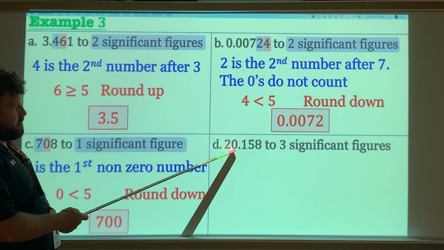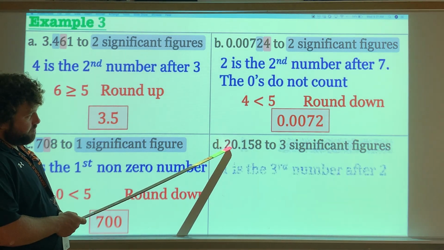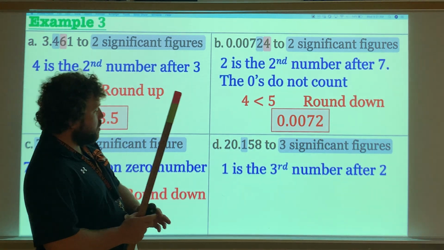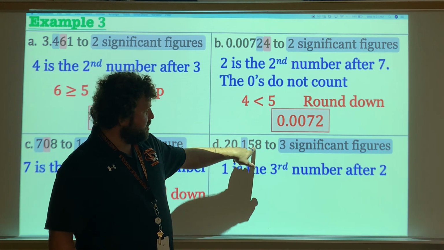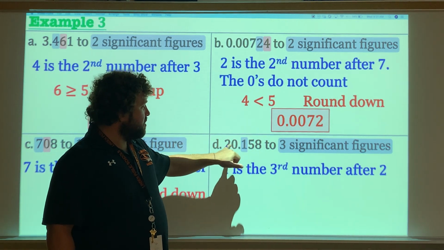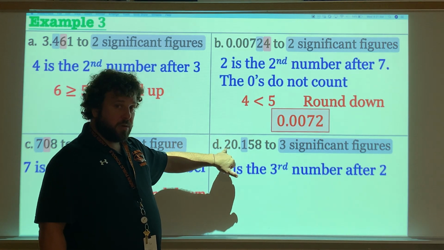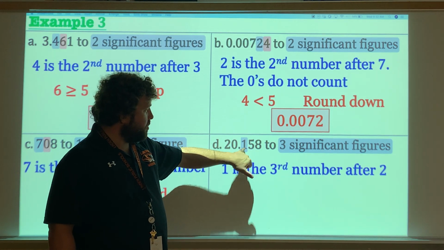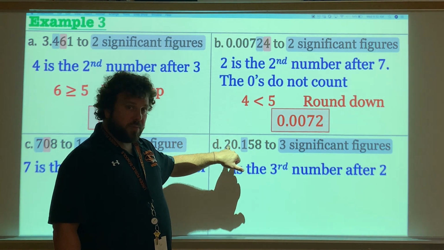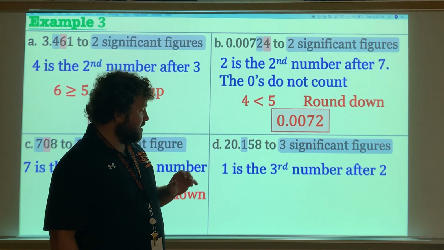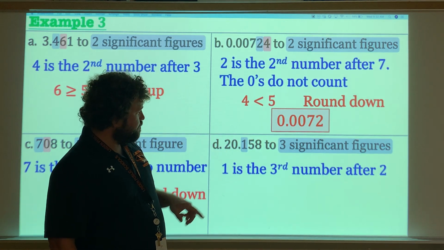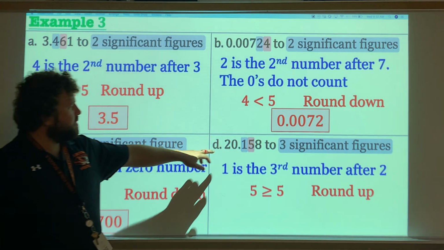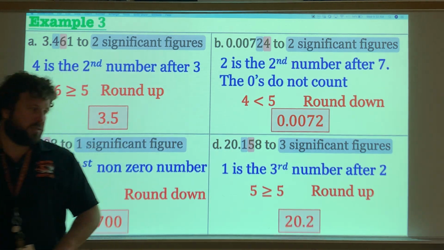This one, 3 significant figures. Now, this is our first one. The third number is 1. Now, you don't say first significant figure, second, third, and skip the 0. Because the 0 comes after our actual number, what you do is that counts as a significant figure. So 1, 2, 3. Okay? As soon as you have a real number, anything after that, including zeros, is significant figures. So 1 is the third number after 2. We're going to use our 5. 5 is greater than or equal to 5, so we're going to round up. So our answer is going to be 20.2 or 20 and 2 tenths.